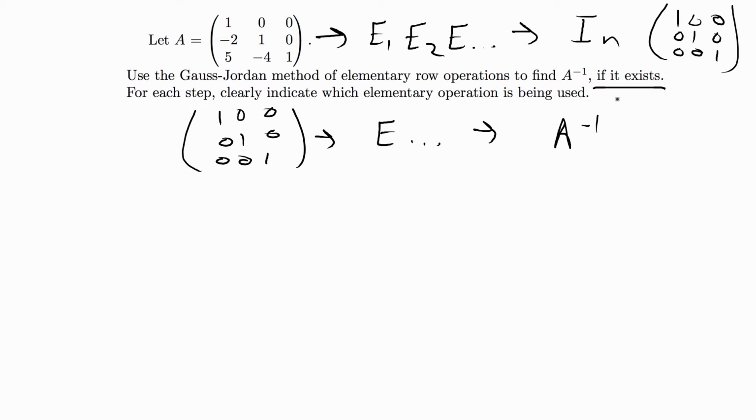Not all matrices have an inverse, so if it exists, you will be able to do these elementary row operations and get an identity matrix. If you have any zeros on the last row when you reduce this matrix, then A inverse does not exist. So if this were 1, 0, 0, 0, 1, 0, 0, 0, 0, then A inverse does not exist and you can't find a solution for it.